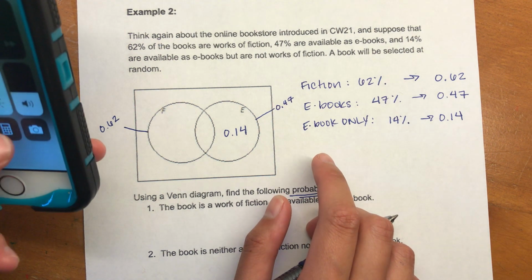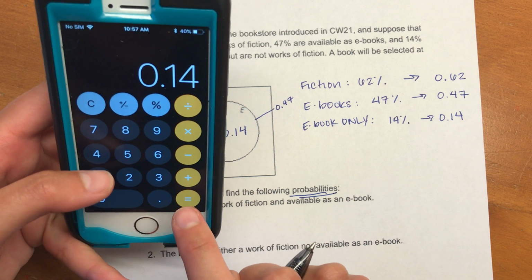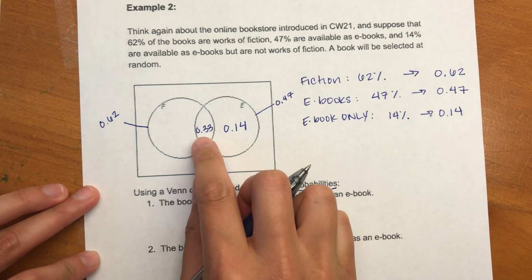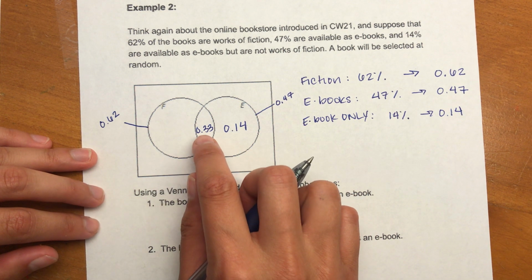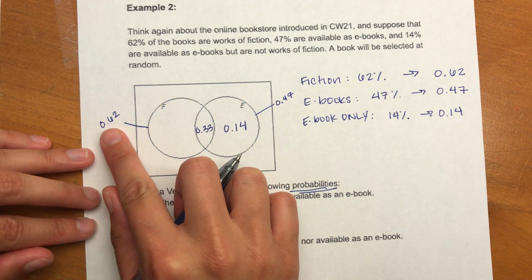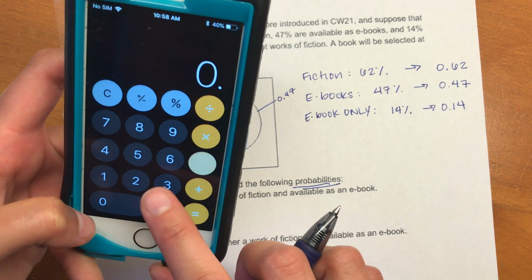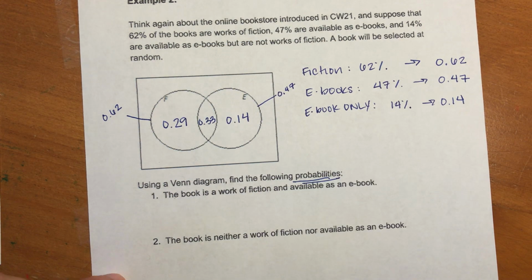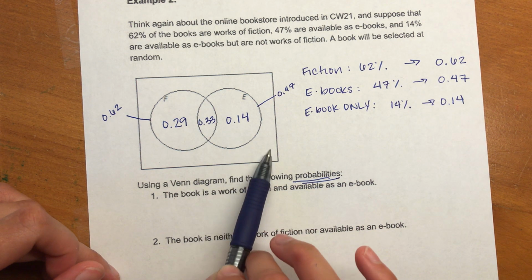So I'm going to do 0.47 minus 0.14, and I get 0.33 in this spot. So fiction and ebooks is 0.33. Then I know 0.33 plus this part of the circle needs to add up to 0.62. So I'm going to do 0.62 minus 0.33, and I get 0.29. Okay?